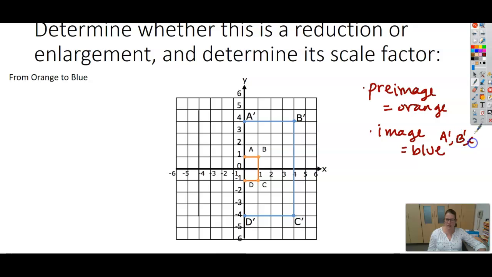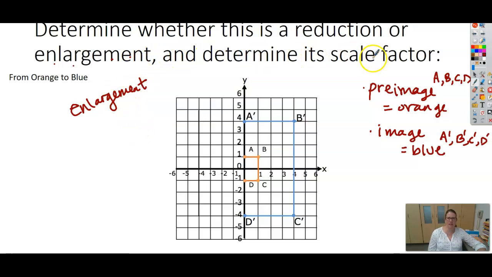Okay, so that notation alone can tell me which one I started with and which one I ended with. I end with the image. It's the one that has the little primes on it. I start with the regular A, B, C, D, and that's the pre-image or the starting point. I can see that this must be an enlargement because the shape got bigger. So the first question was reduction or enlargement, and it is an enlargement.